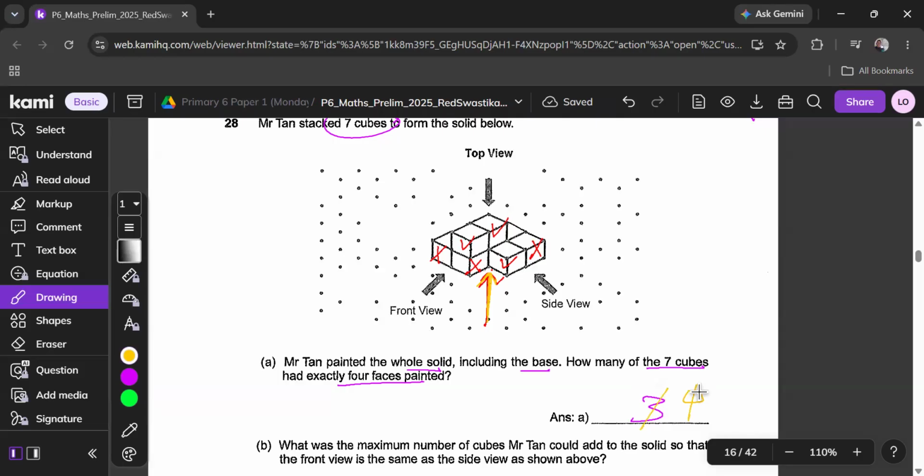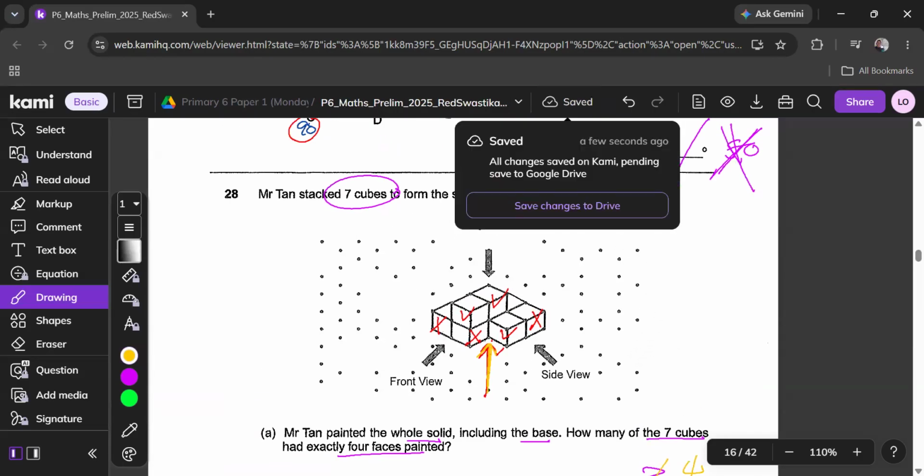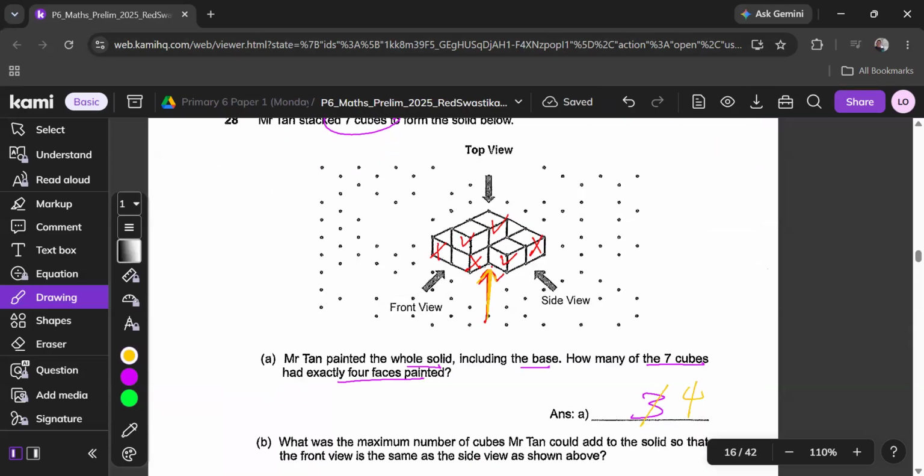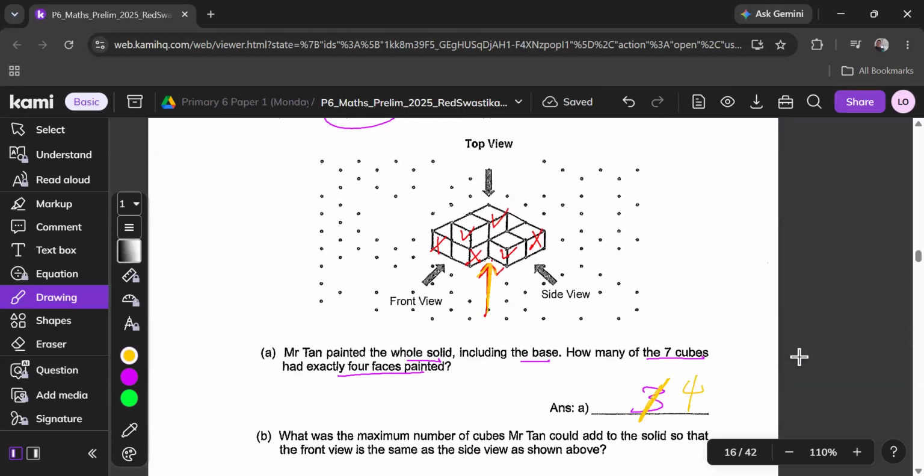Let me just double check the answer. Yeah, I think it's four. So the answer is four. If there's any mistake, I'll come back to you again, but it's four. So there are four cubes with three faces painted.